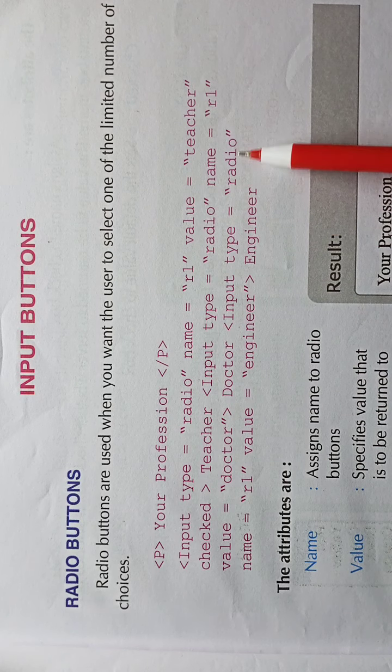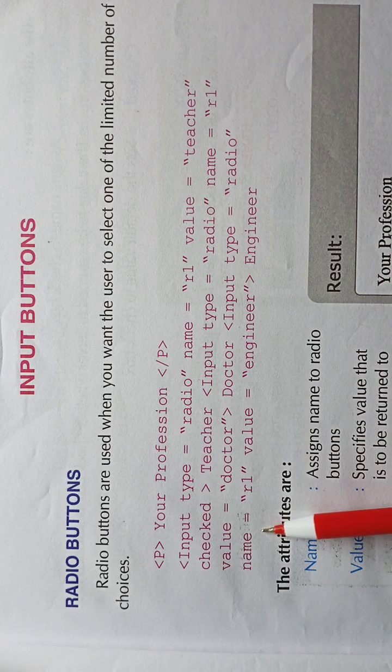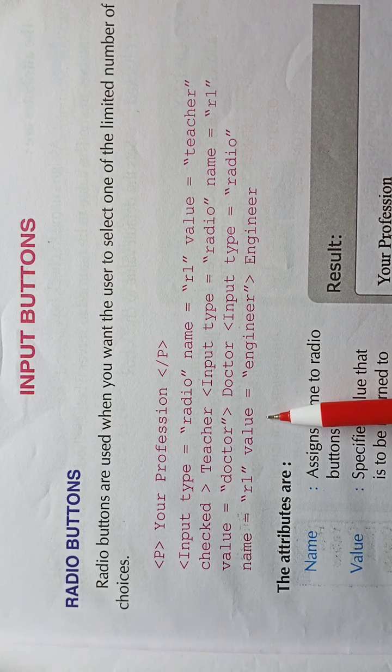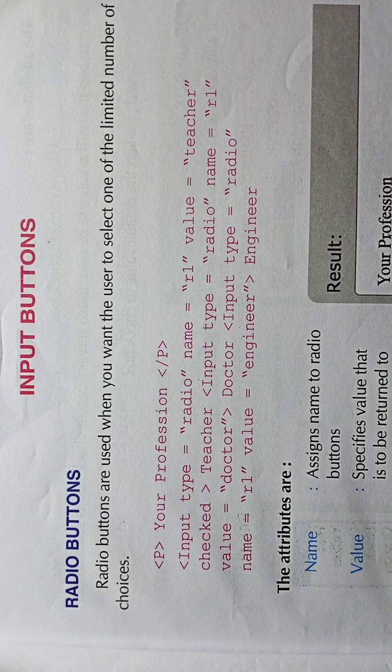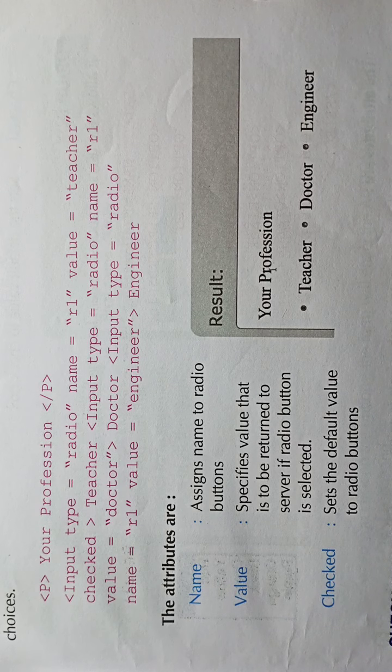Then input type radio. Again we are going to make the radio button. Again we are going to give the name R1. And the value is engineer, and engineer will be displayed. So we have created 3 radio buttons, each with the input type, with the name and with the value. Value is going to show you the choices. So here we had 3 choices: teacher, doctor, engineer. So let us now see what is going to be the result of this.